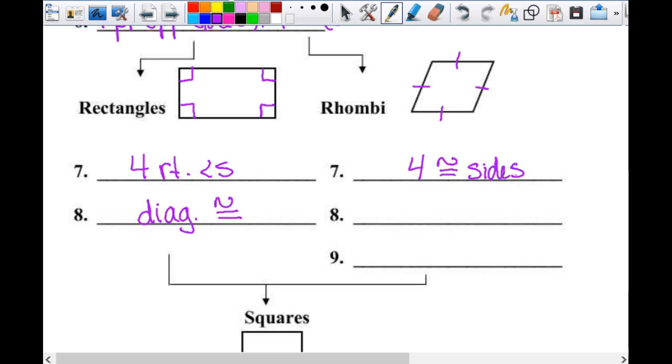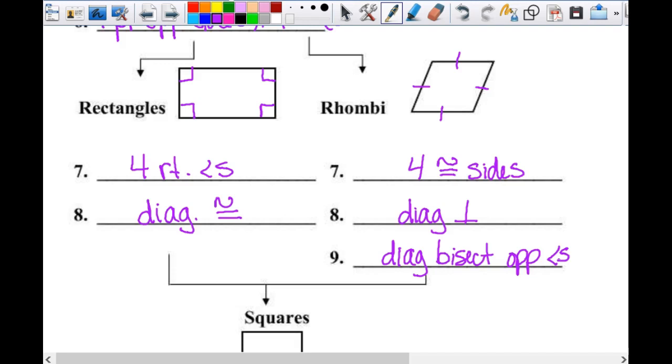And then what else? Good. All right, diagonals are perpendicular. Good. The diagonals bisect opposite angles. Again, those 3 things in addition to everything about parallelograms, right?